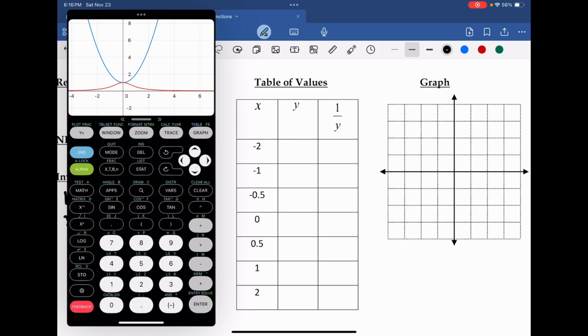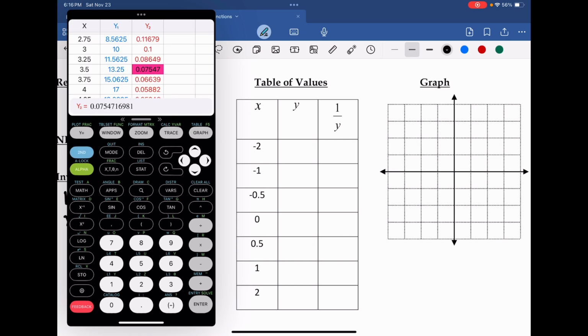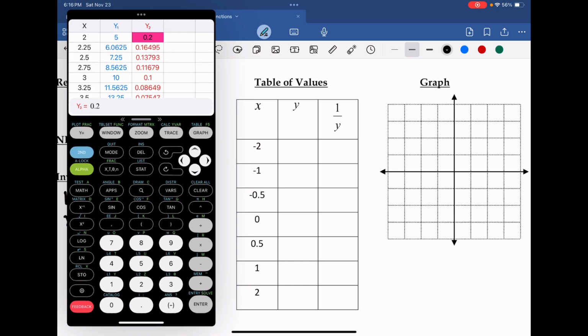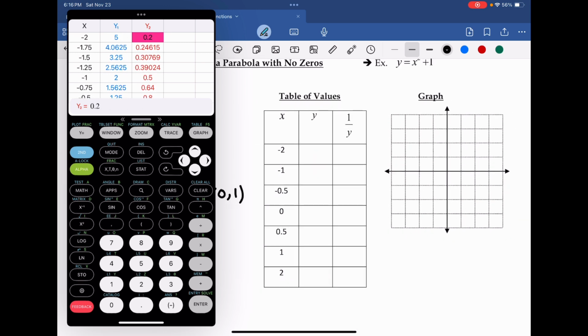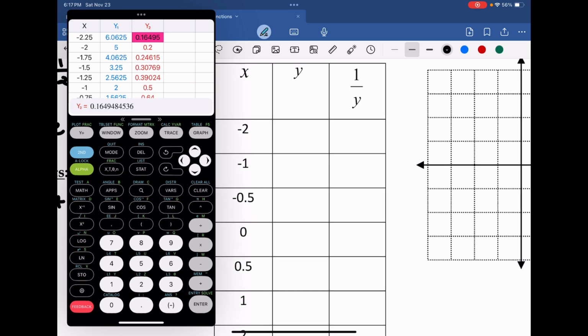Graph, there we go. And whoa, interesting. We're seeing an interesting pattern here. What I want to do is go down to this and get our table of values by going to the second table. We're going to plug in all the values we see here, starting at negative 2. I'm going to go down to this one here, negative 2 and 5. So this puts me at negative 2 and 5.